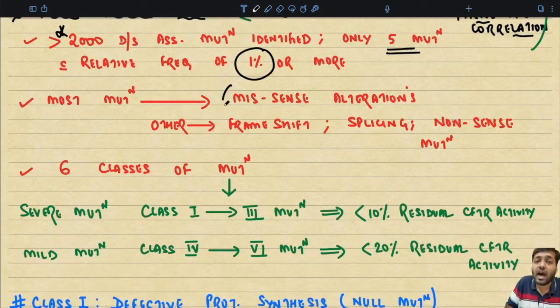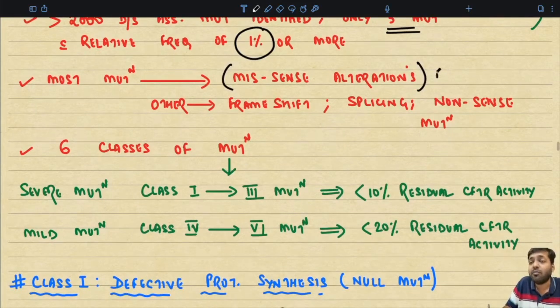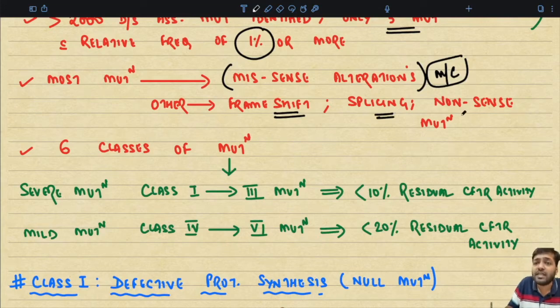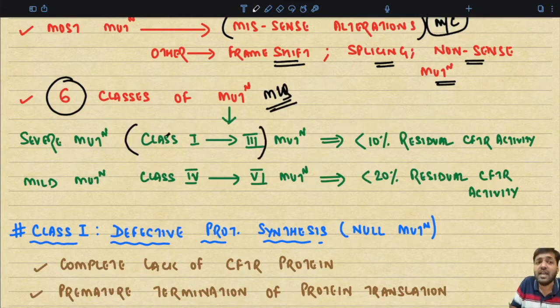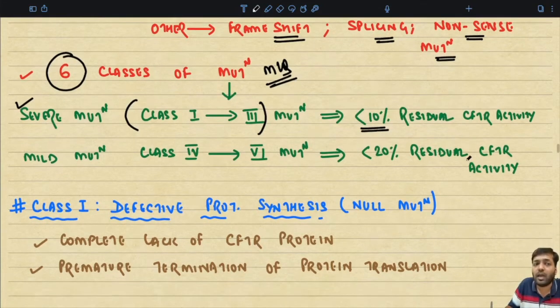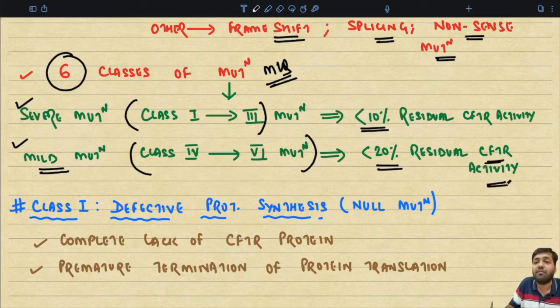Most of these mutations are missense mutations. This is the most common type of mutation that you will come across in cystic fibrosis, whereas the other types of mutations that we see are the frame shift mutation, the splicing mutations, and the nonsense mutation. Now, 6 classes of mutations can be seen in cystic fibrosis. The class 1 to 3 mutations are called severe mutations, and these lead to less than 10% residual CFTR activity. Whereas the class 4 to 6 mutations are the milder mutations, wherein we have less than 20% residual CFTR activity.